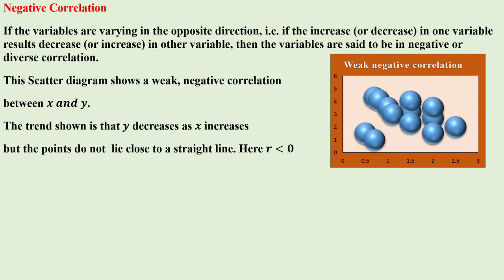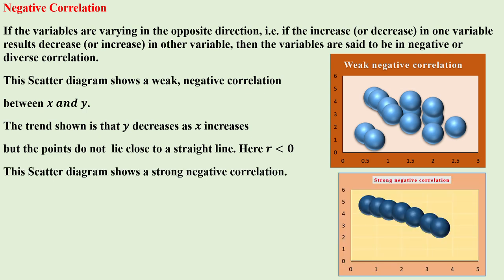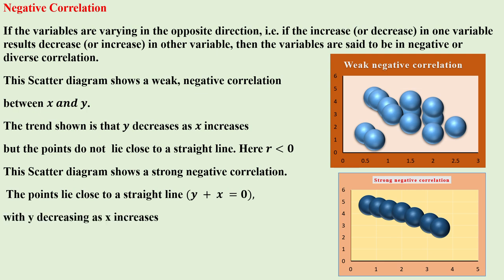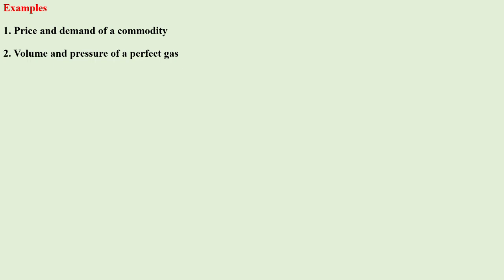So here r is less than 0. In the next diagram, the points lie close to a straight line. When y decreases, x increases. So here r is equal to -1. This is called perfect negative correlation. Examples: price and demand, volume and pressure.